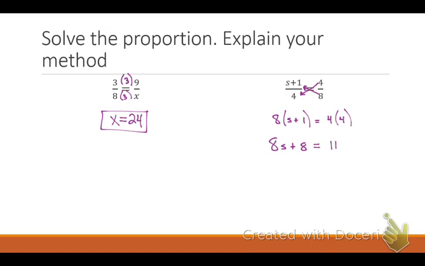Okay, equals 16. What do I do next? Subtract 8 from both sides. 8S equals 8 now. Divide by 8. S equals 1.